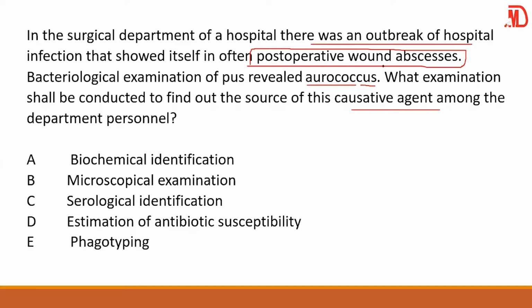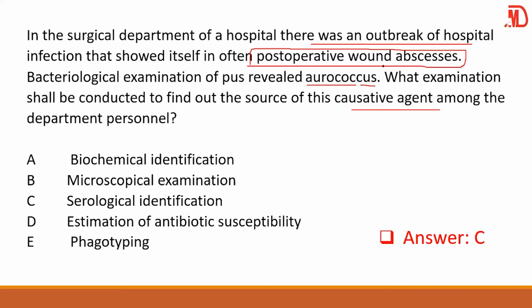This method is called phage typing, or phagotyping, and it is used to trace the source of outbreaks of infection. So here you are looking at phage typing. Again, you are looking at an outbreak of an infection.